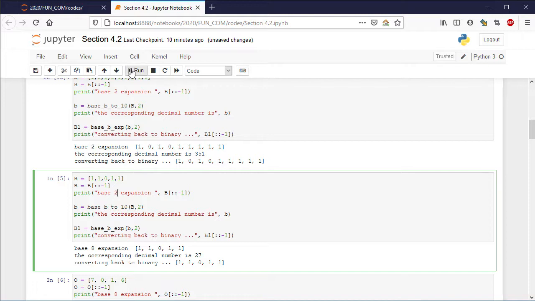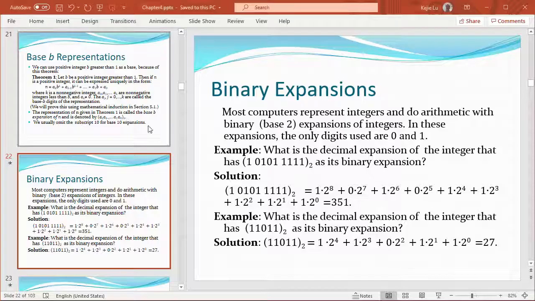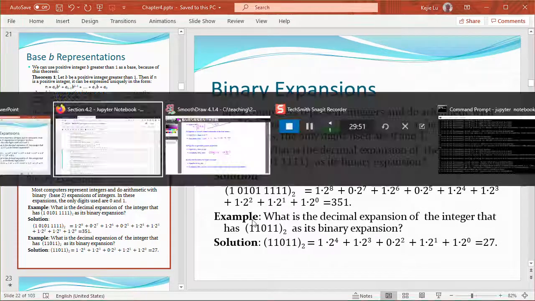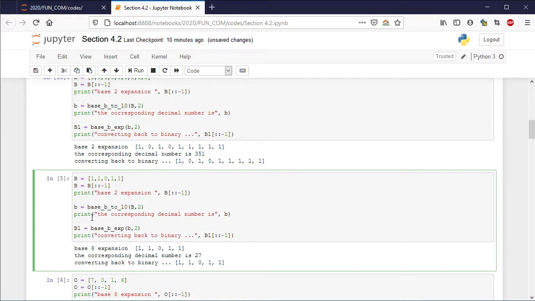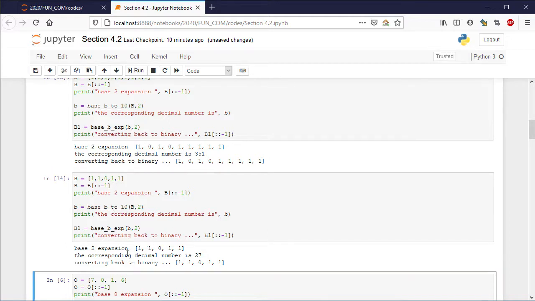And then let me execute the next line. Suppose we have a binary number 11011, using this conversion. So base B to decimal, base B to 10. So I try to convert this to decimal number. Execute this. So 11011. So this decimal number is 27.